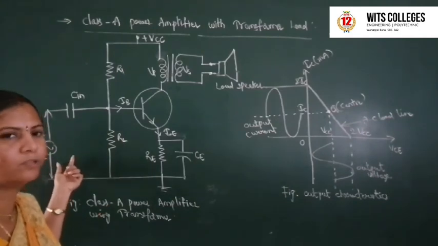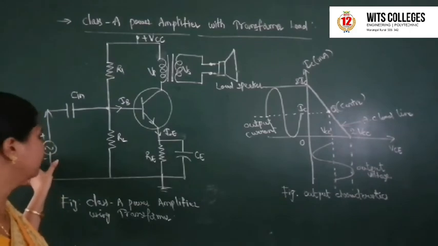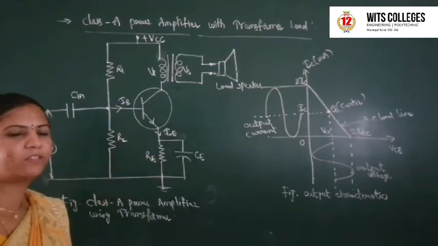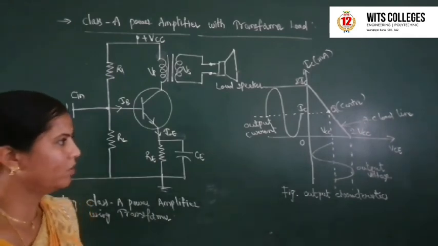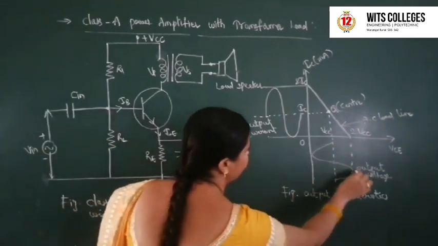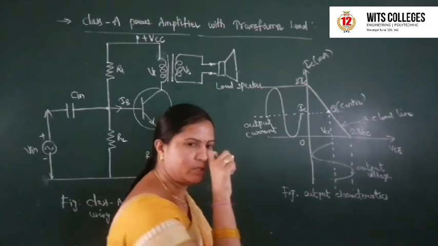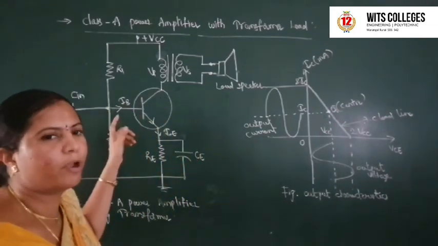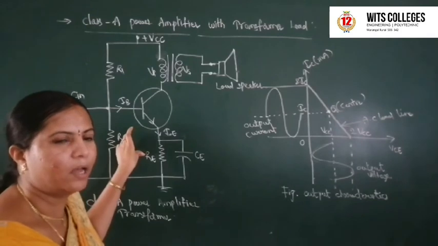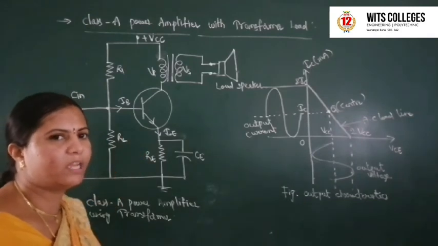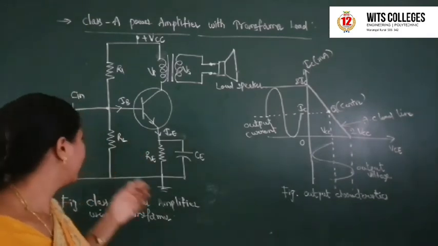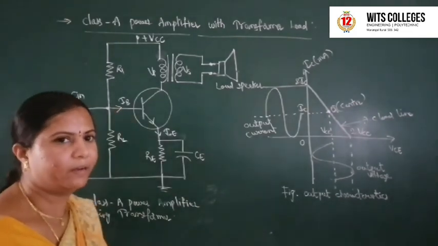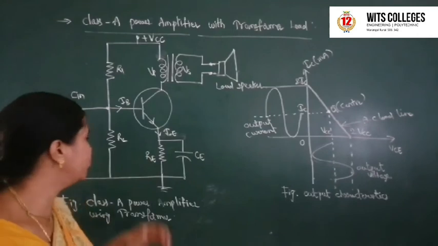So if the base voltage changes, what will happen? The forward bias between the base and emitter junction will vary from maximum to minimum voltage. This is the maximum to minimum voltage, this is the output voltage. So the base voltage is going to change, and according to the input signal, the base current is also going to vary with respect to the input signal.